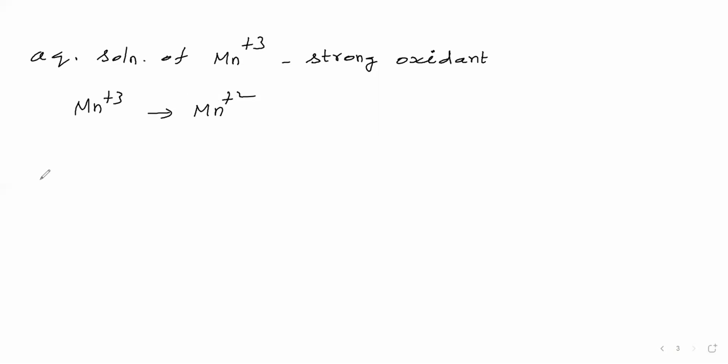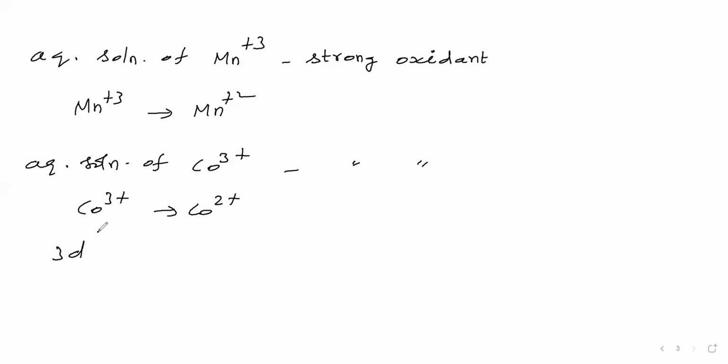Okay. Next, aqueous solution of Co3 plus acts as a strong oxidizing agent. It is an oxidizing agent, which means it undergoes a reduction. That means Co3 plus is converting into Co2 plus. Co3 plus configuration: Co3 plus means 3d6. Co2 plus means 3d7.